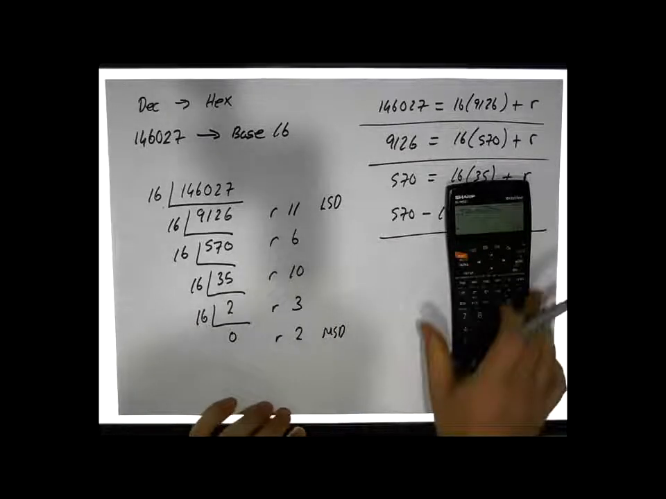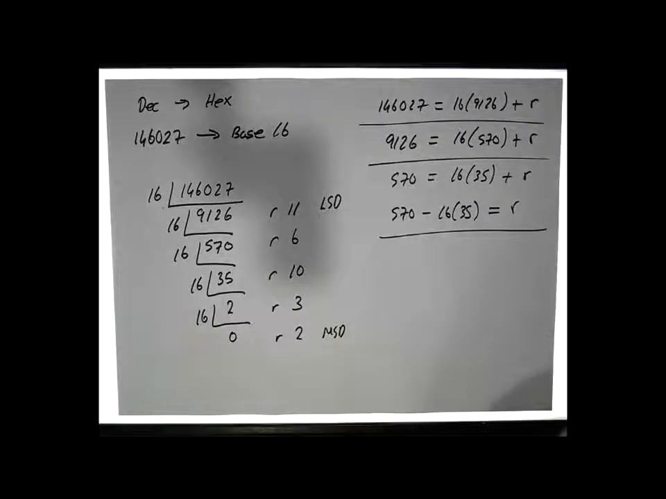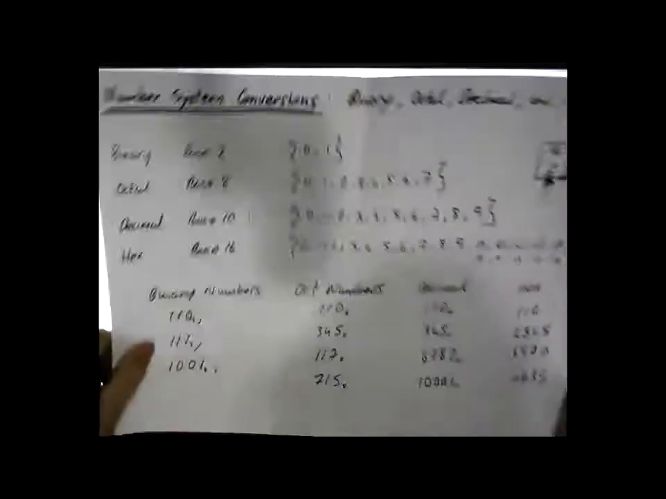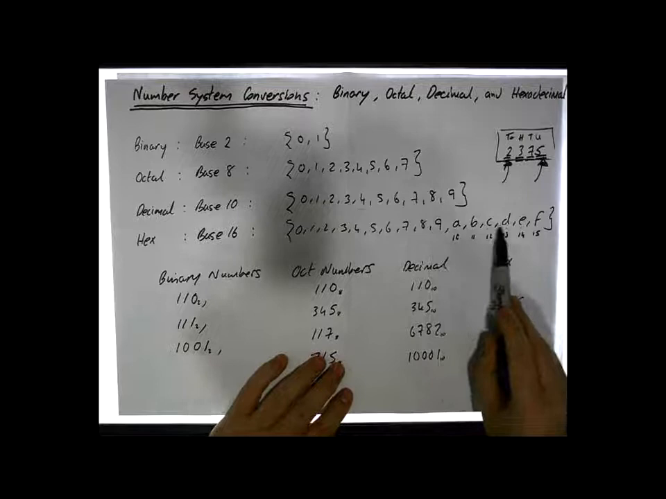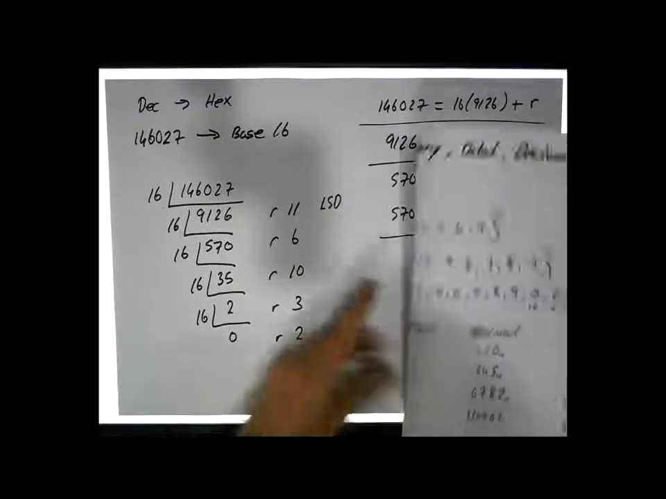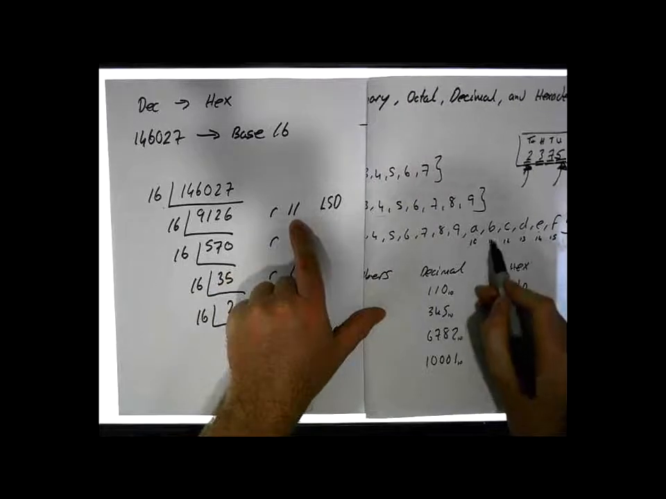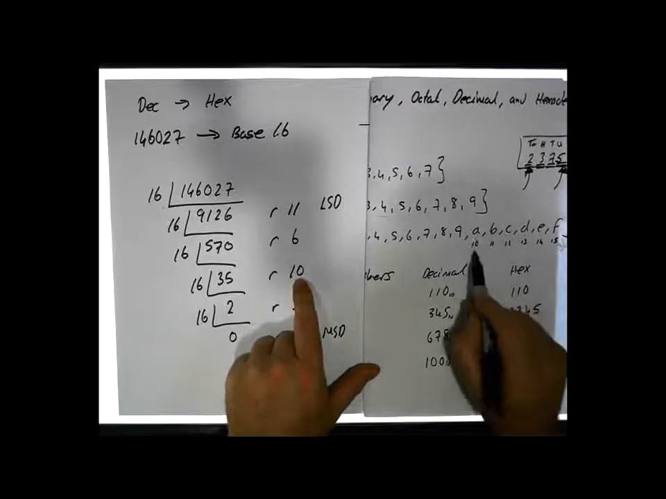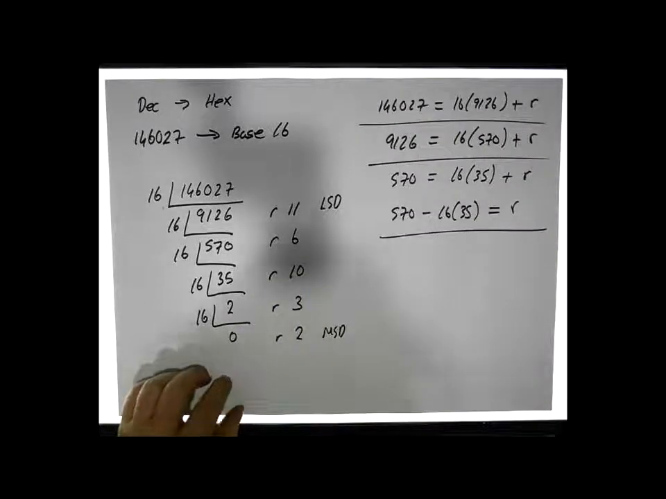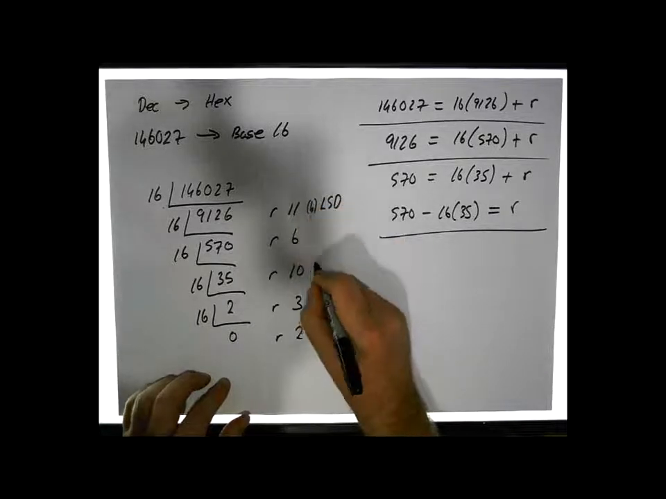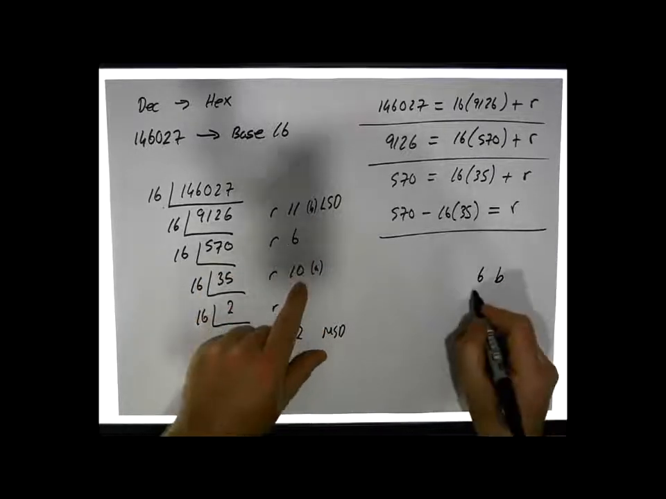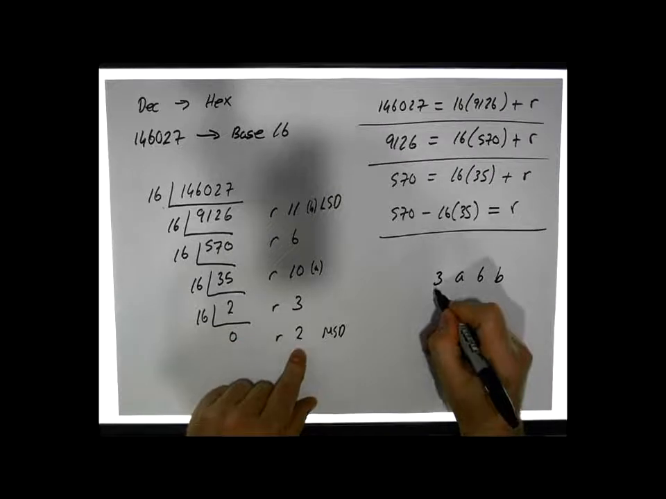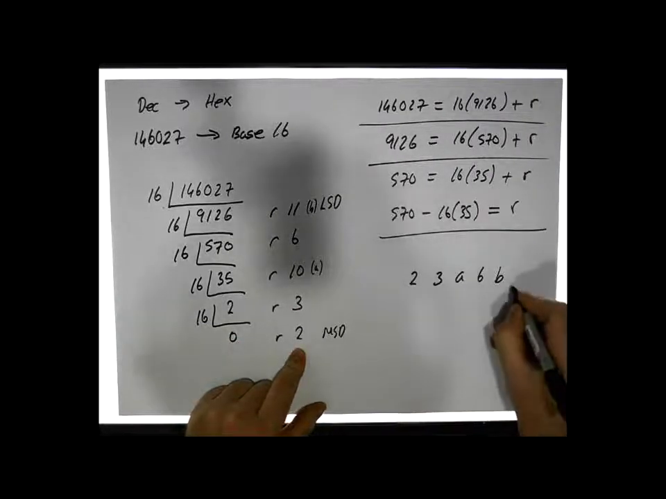Now, our digits in our system, the hexadecimal system, let me go all the way back. The digits in our hexadecimal system are 0, 1, 2, 3, 4, 5, 6, 7, 8, 9, A, B, C, D, E, F, and so on. But these are magnitudes. There's 11. Well, 11 in our system represents a B. And this is a 10, digit 10. So this is an A. So actually the number, the least significant digit is B, followed by 6, followed by A, followed by 3, followed by 2. And this number now is in base 16.